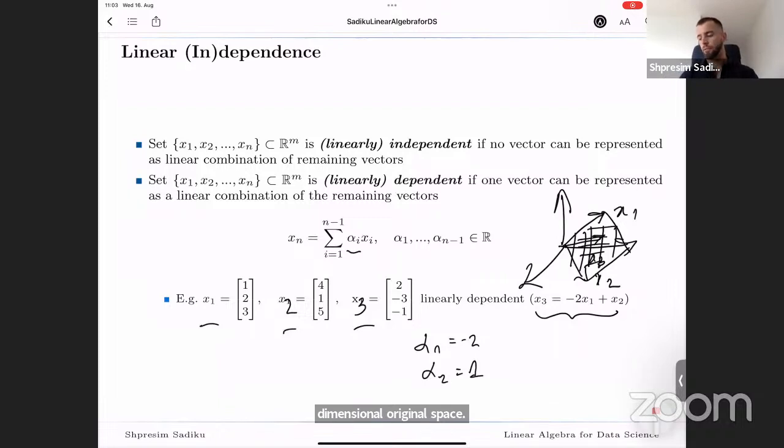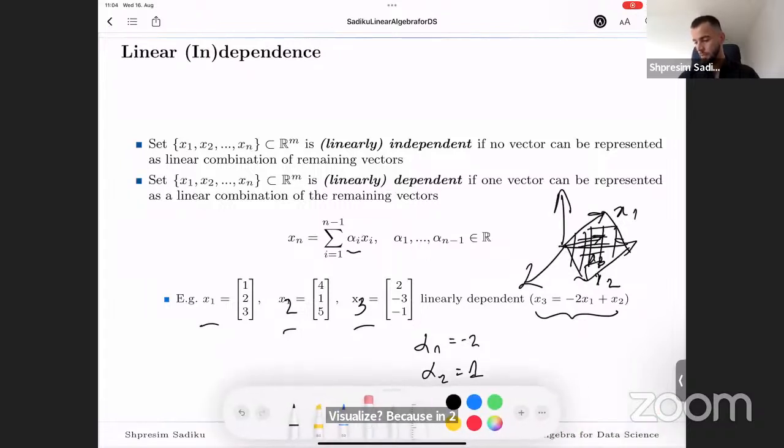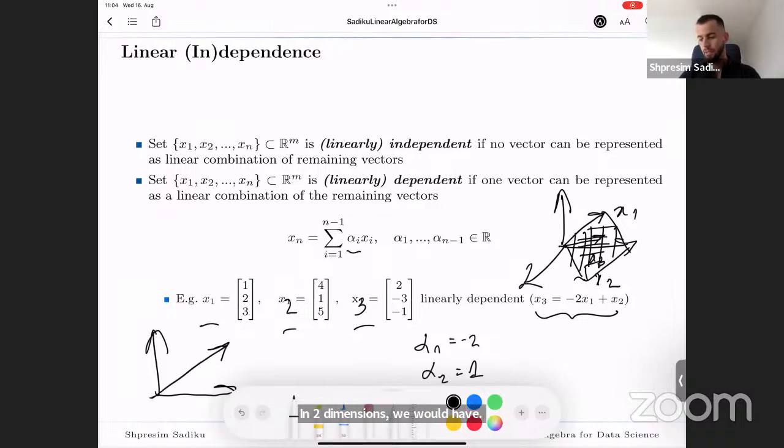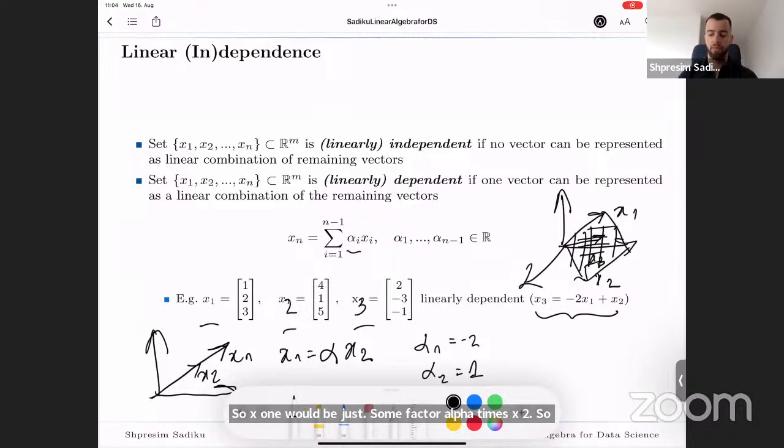And in 2 dimensions, this is easier to visualize. Let's say this would be x1, and this would be x2. So x1 would be just some factor alpha times x2. You would have them in 2 dimensions, but actually they would be the same vector, just one would be a multiple of the other. So in 2 dimensions, we get stuck in one dimension, a single vector direction. And in 3 dimensions, we would be stuck in a 2-dimensional space.